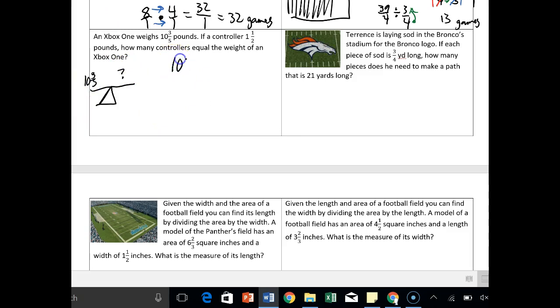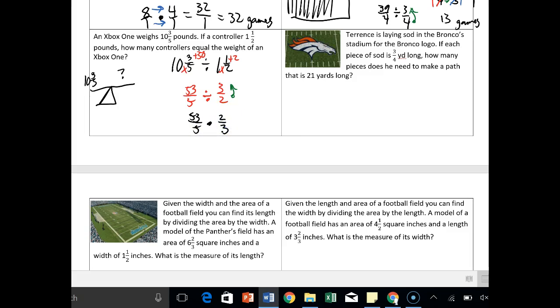So again, you can just divide 10 3/5 divided by 1 1/2. What do I have to do to both of these? Hopefully change them to improper fractions is what you said. 53 over 5 divided by still, that's 3 over 2. Flip the second fraction. We get 53 over 5 times 2 over 3.